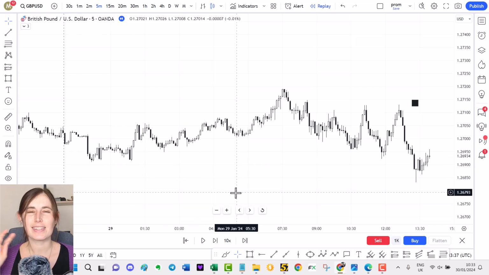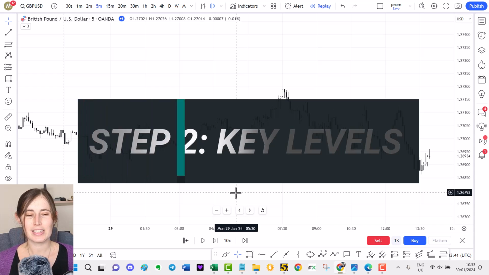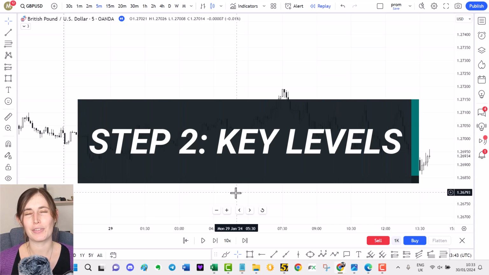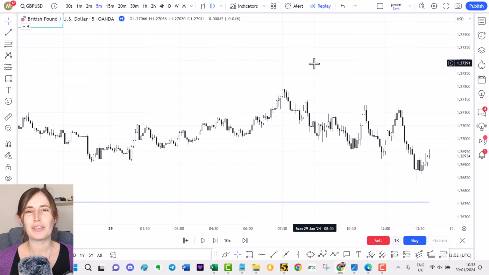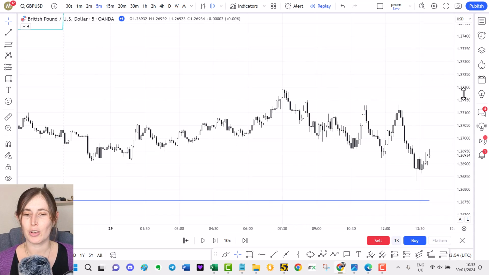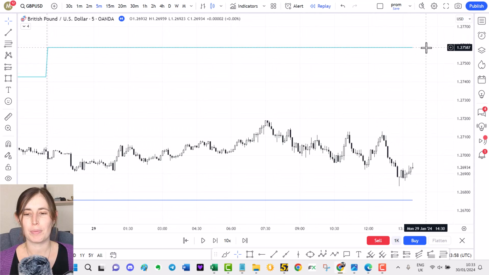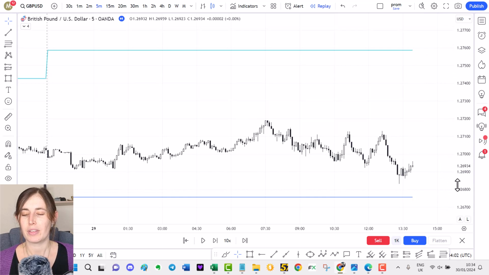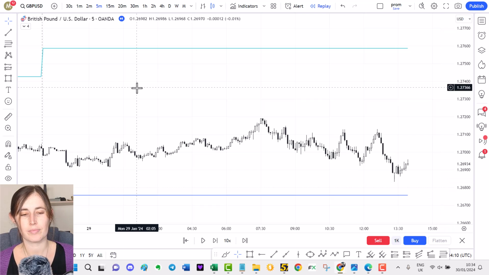Now this leads me into step 2 of my trading plan, and that is adding in my indicators. Now these are indicators I like to use to show me key levels. They're really crucial as part of my trading plan. The first indicator I like to add to show that is the previous daily high and low. Up here is the previous daily high and down here is the previous daily low. And my strategy involves utilizing these key levels.